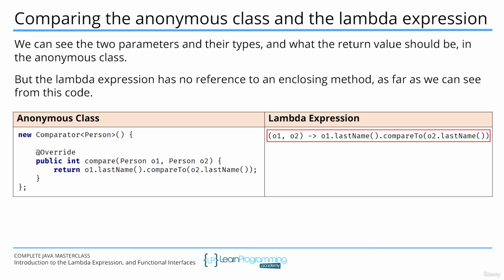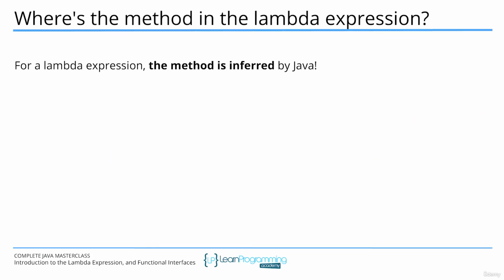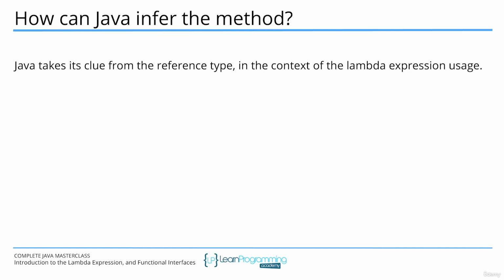But the lambda expression has no reference to an enclosing method as far as we can see from this code. How can these mean the same thing? How does Java know what the parameters and return type are, or even the method for that matter? For a lambda expression, the method is inferred by Java. How can Java infer the method to use? Java takes its clue from the reference type in the context of the lambda expression usage. What do I mean by that?